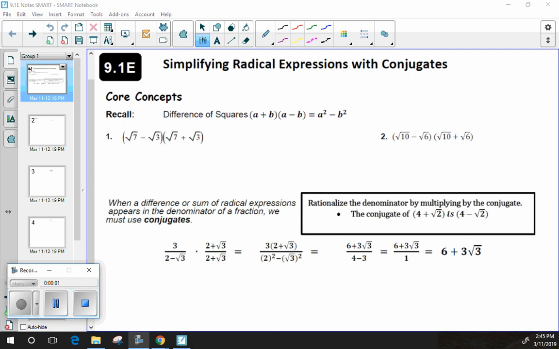So we're doing lesson 9.1e. This is the last one for all of these radical little mini units that we've been doing. And we're going to simplify radical expressions that involve conjugates. The rest of it will also be just a little bit of review over cubics and that kind of thing.